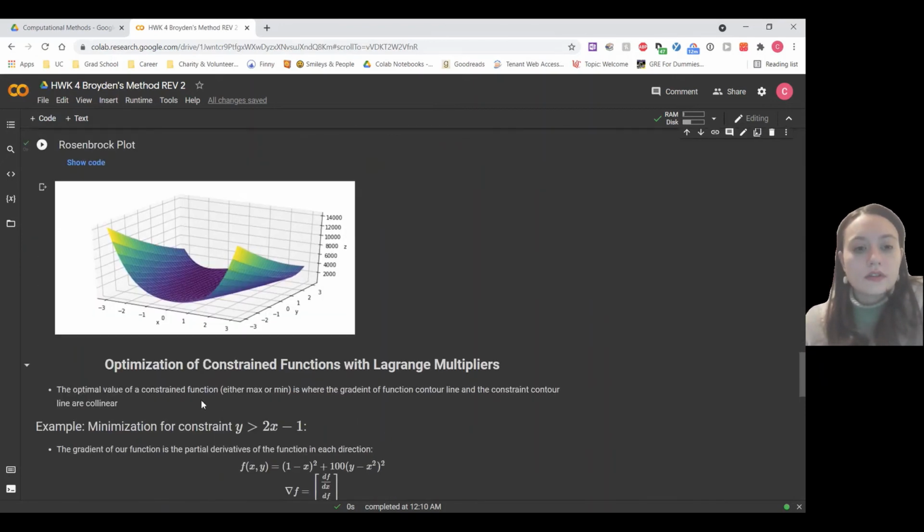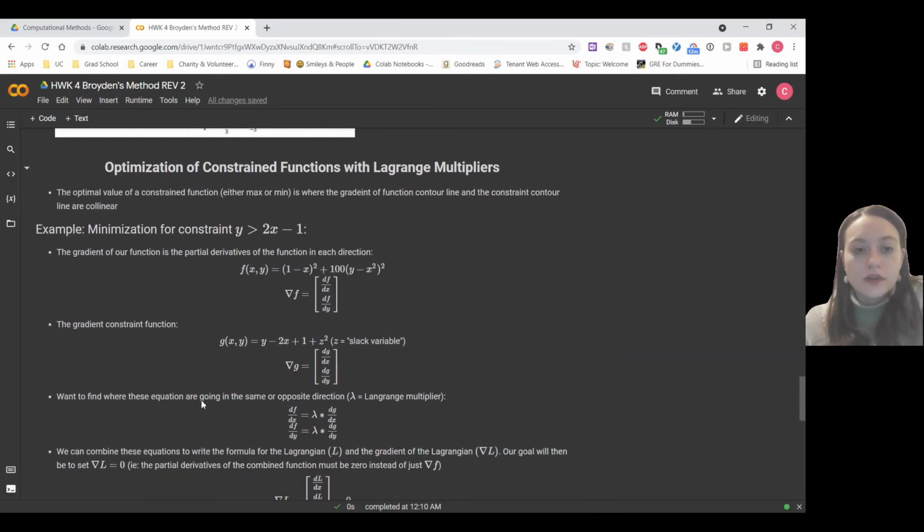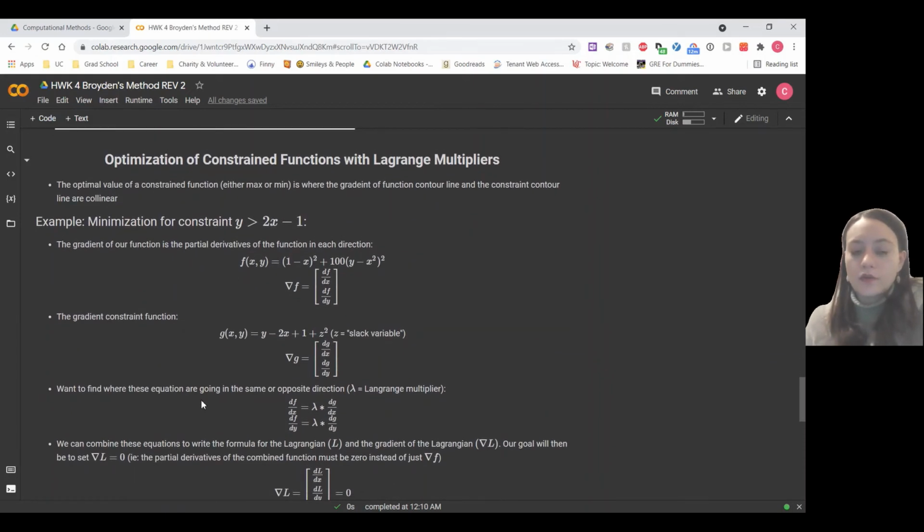So the approach that will be taken for finding the optimal value of this function, in this case we're looking for the minimum, is we're going to be using the idea of Lagrange multipliers.